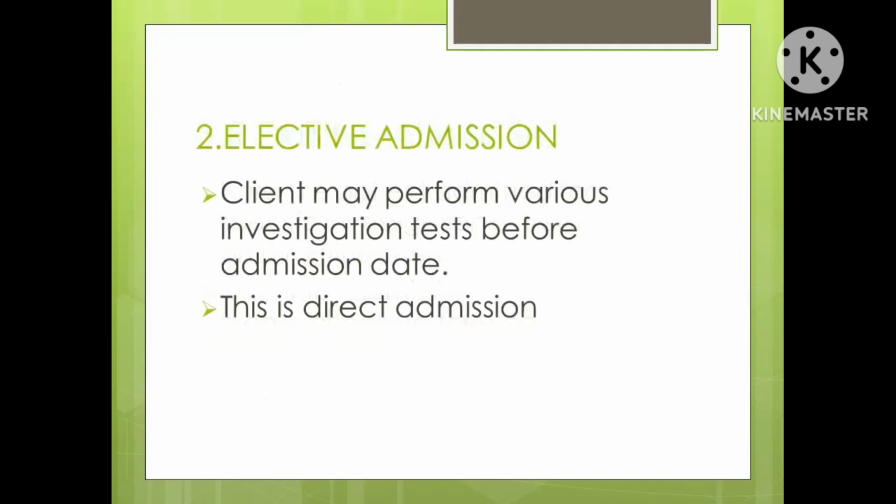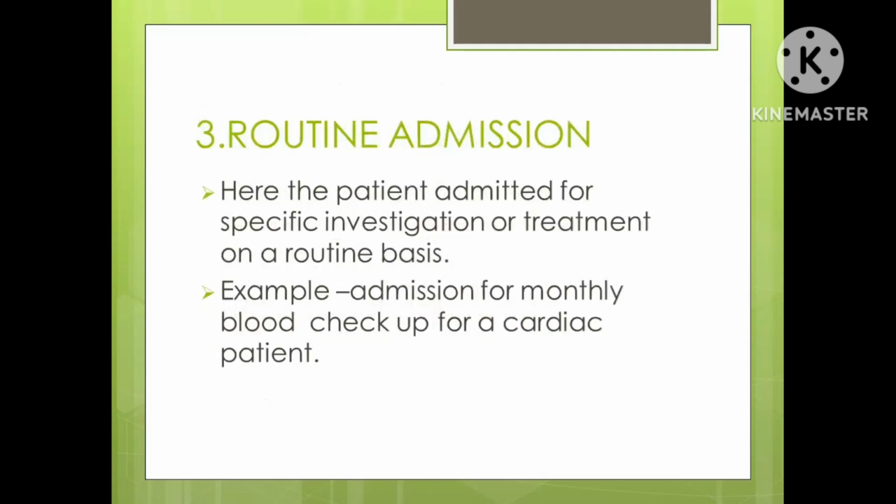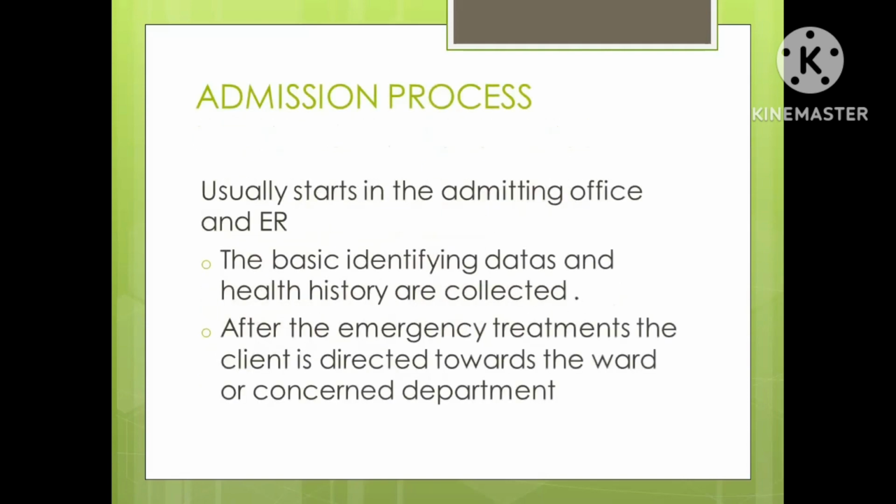So we learned about three types of admission. And next we can see the admission process. What is the admission process? Usually the admission process starts in the admitting office and the ER. ER means emergency department. The admission process generally starts from the admission office or the emergency department, that is the casualty. The basic identifying data and health history are collected.